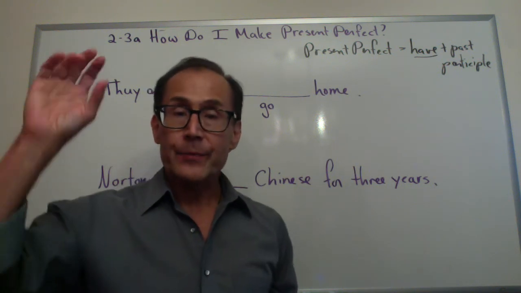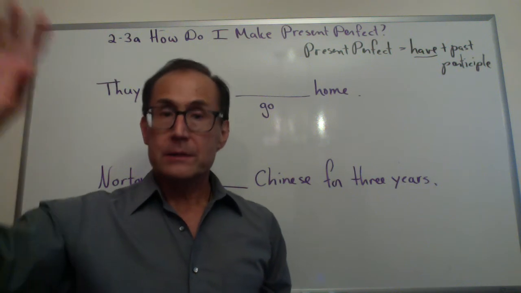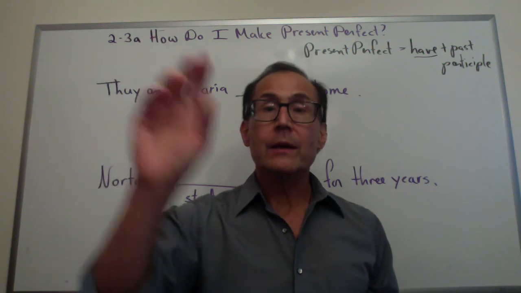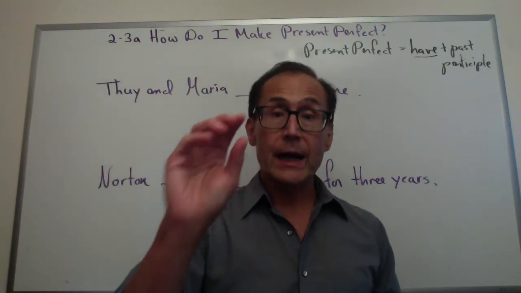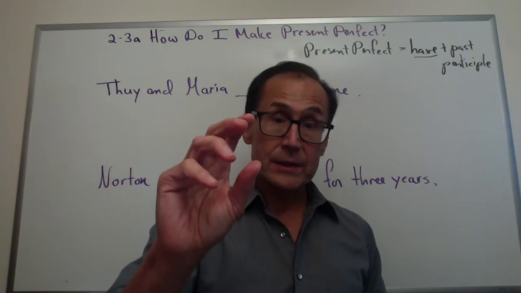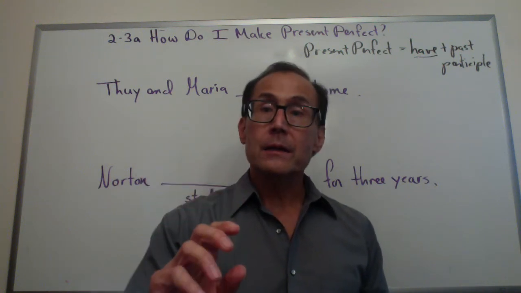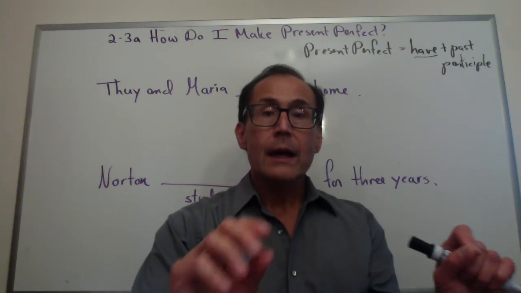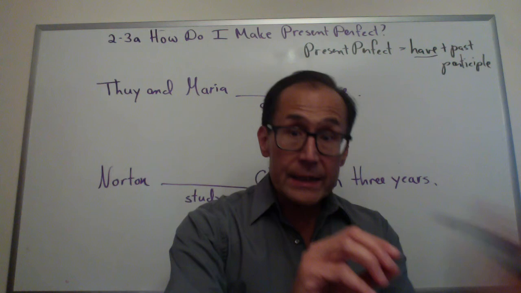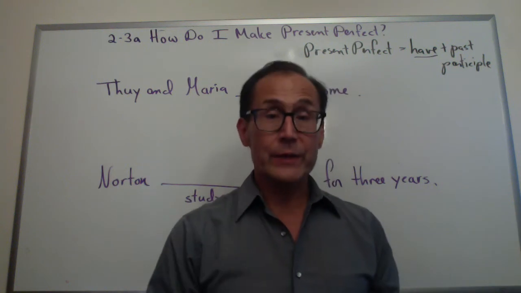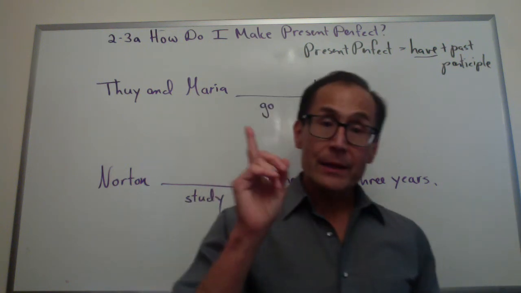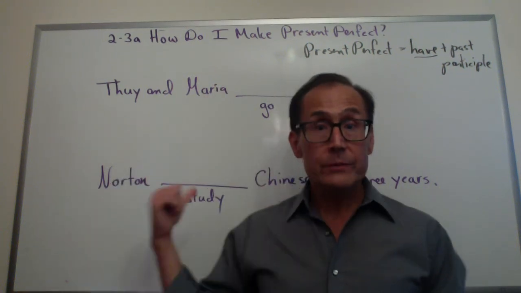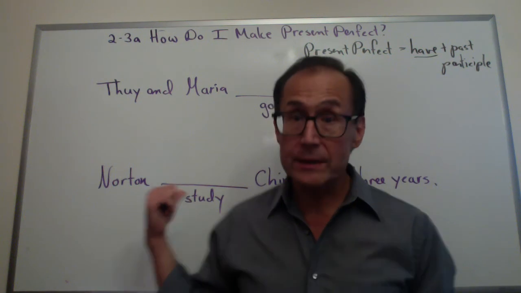So I might say, eat. John eats, I eat breakfast every day. Past would be I ate breakfast yesterday. And then the past participle would be I have eaten. Eaten is the form that goes with have. Okay, let's take a look at how I would make present perfect in these sentences.